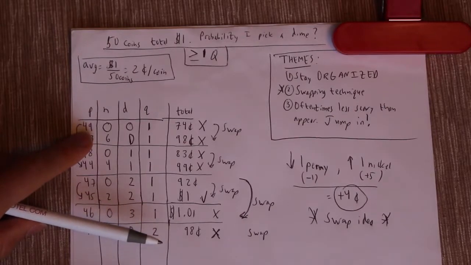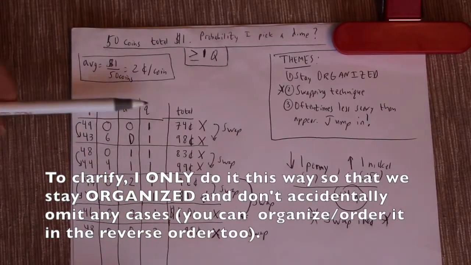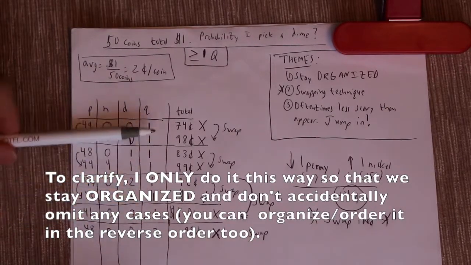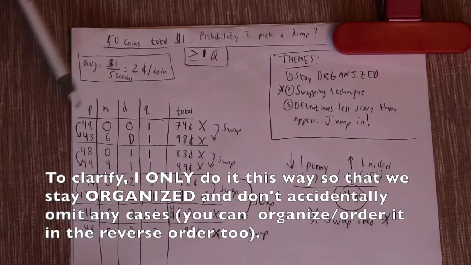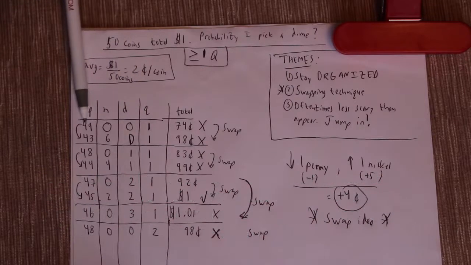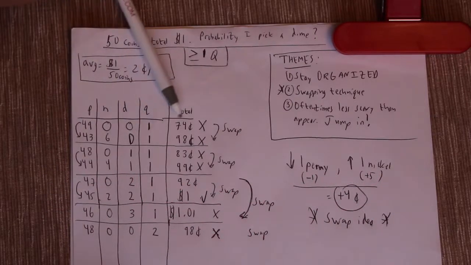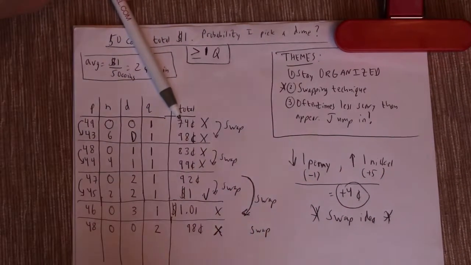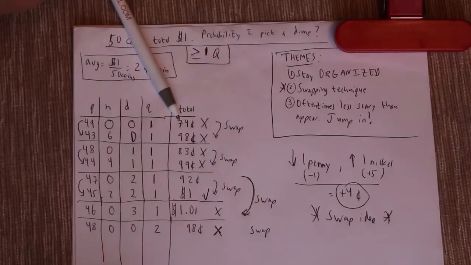So that would be 49 coins, 1 coin. So in all of these rows, I ensure that I have 50 coins total every time. Now, over here, if you have 25 cents and then 49 cents from your pennies, that's a total of 74 cents. Now here's where we're going to see the swap technique.